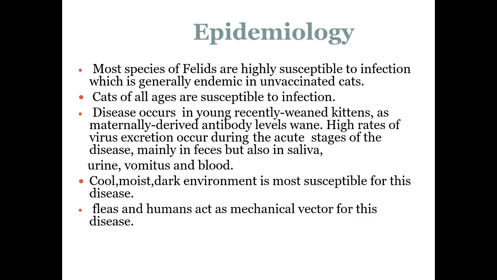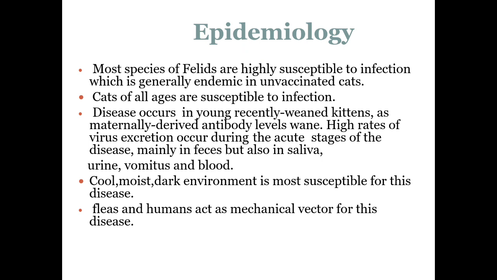If we talk about its epidemiology, this disease is found in most species of the feline family, and these felids are highly susceptible to the infection, which is generally endemic in unvaccinated cats. Cats of all ages are susceptible to this infection. The disease occurs in young, recently weaned kittens because their maternally derived antibody levels decline when they are weaned.